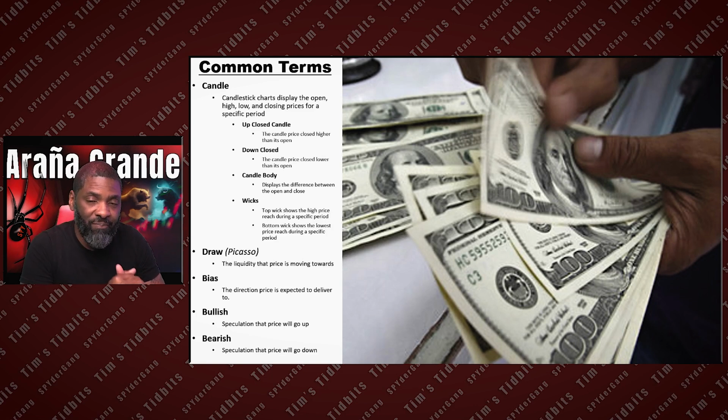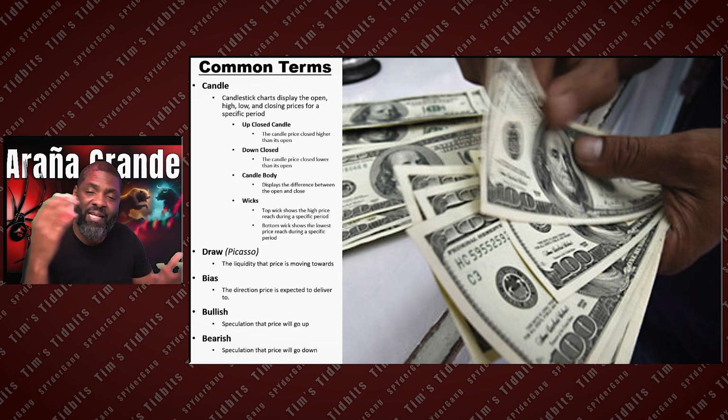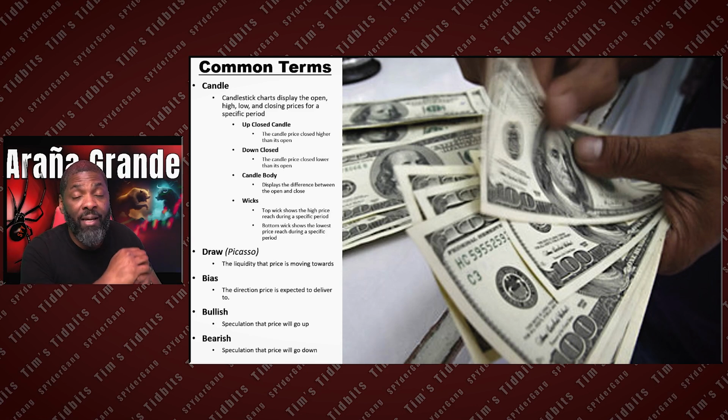Wicks. What are wicks? You got top wicks and bottom wicks. Some people call them wicks and tails. Some people call them wicks and shadows. I just say wicks. The top wick shows you the highest price. I know that says high, but it shows you the highest price reached during a specific period. The bottom wick shows you the lowest price reached during a specific period, right?